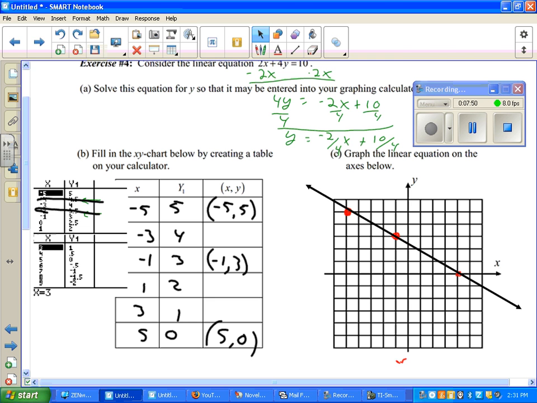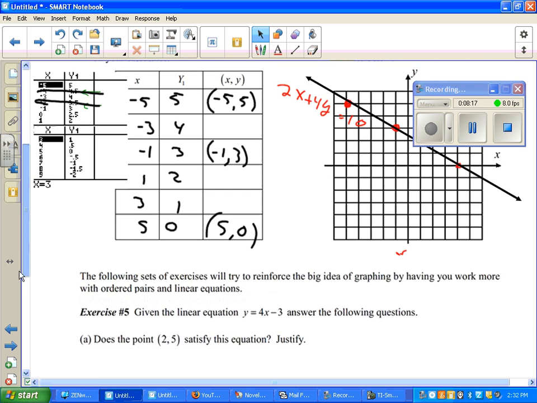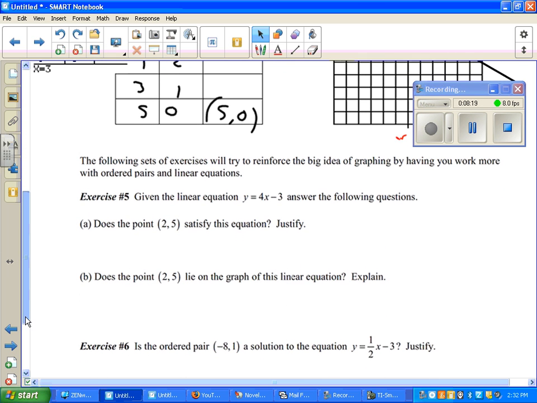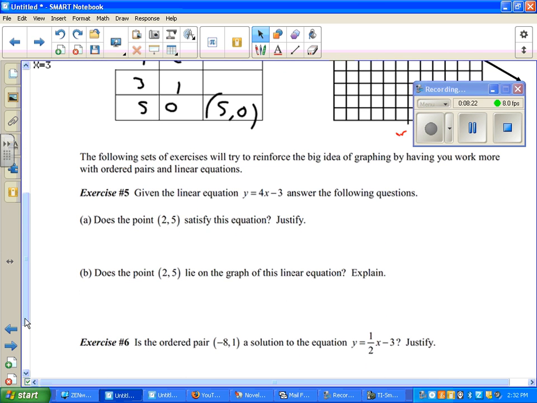And what did I forget to do? Label it. With which equation? Y equals negative 2 over 4x? The original one. Make sure you label it with the original one. 2x plus 4y equals 10. We filled in the chart like it asked. We graphed the equation like it asked. Okay? So this is just reinforcement.